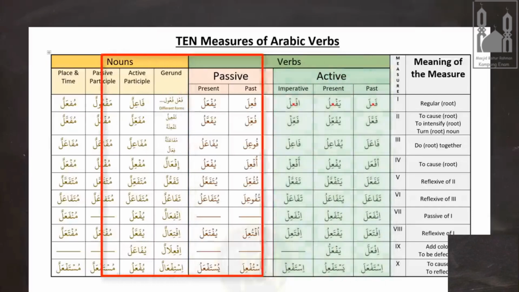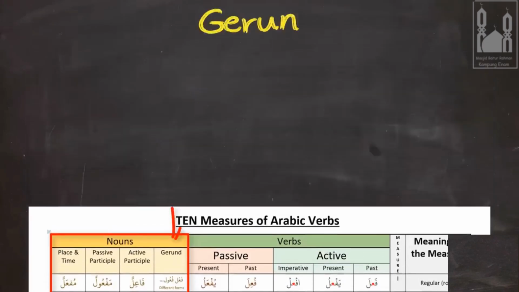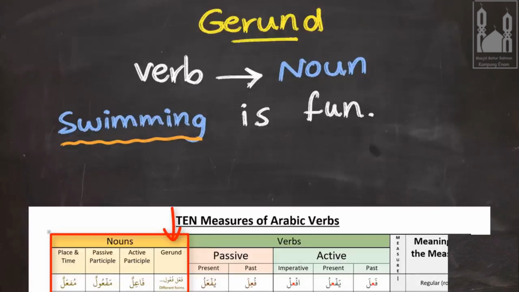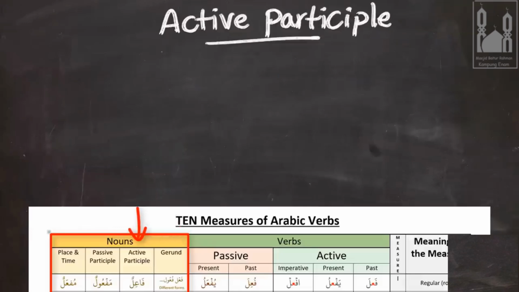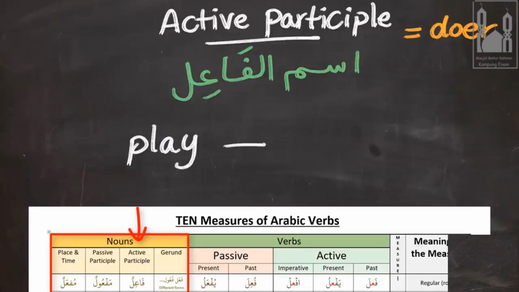And as for the nouns column, it refers to nouns that are formed from verbs. Like the gerund, for example. The gerund is a verb that turned into a noun. Like when we say in English, swimming is fun. Here the word swimming is a gerund. The origin of the word swimming is swim. And in Arabic we call the gerund masdar. The active participle is like the doer of the verb, which we partially discussed last time. And in Arabic it is ismul fa'il, which is like going from play to player.